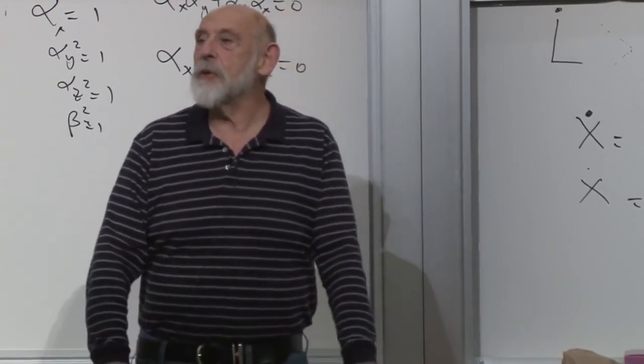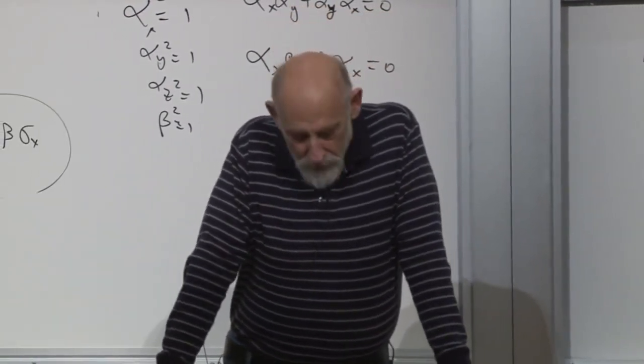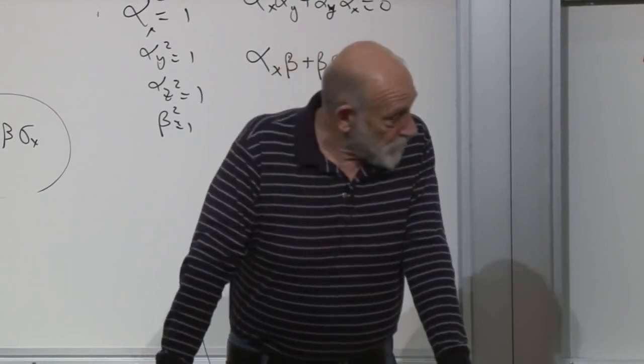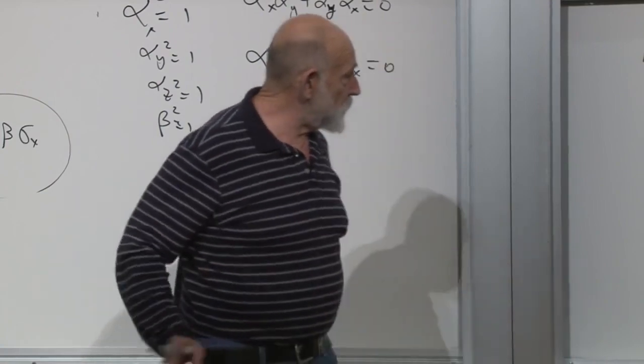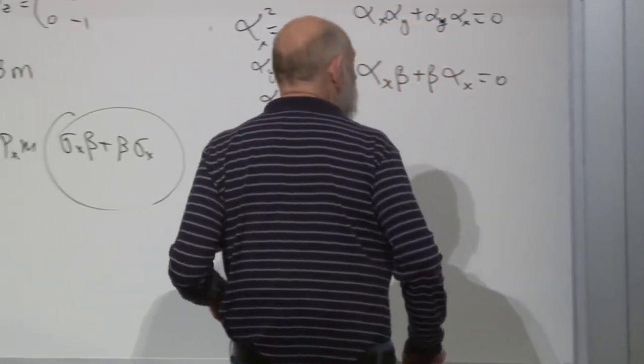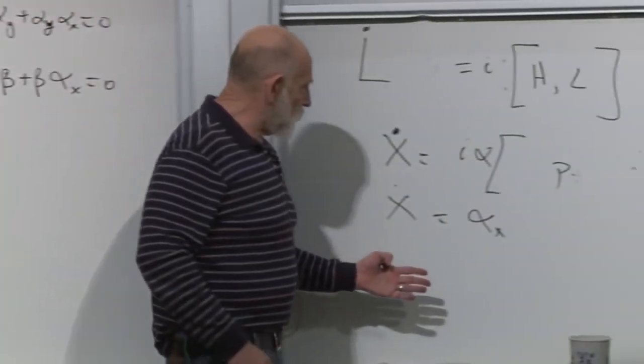Can only be plus or minus 1 in any direction. On the other hand, alpha itself is not conserved. That's an interesting question. Alpha itself is not conserved. Why not? Let's see if alpha x is conserved.